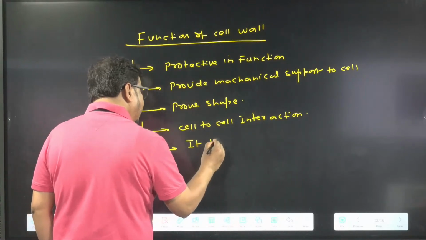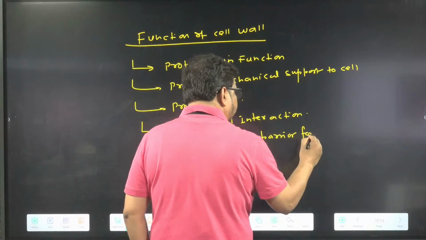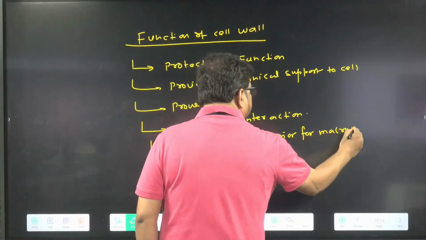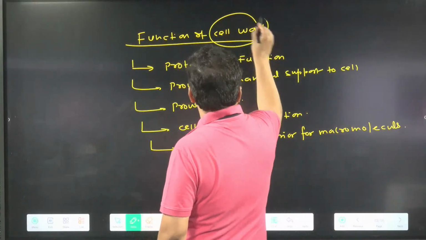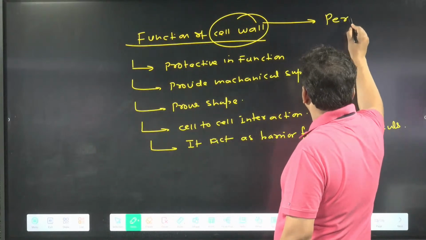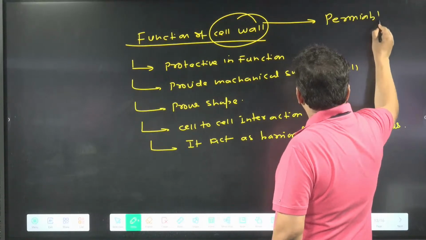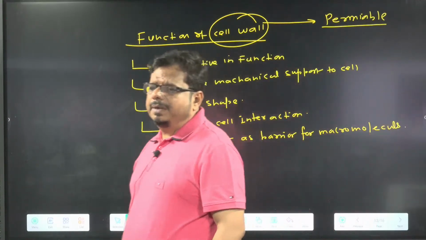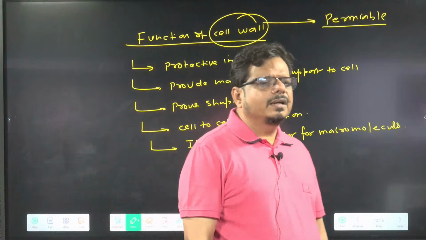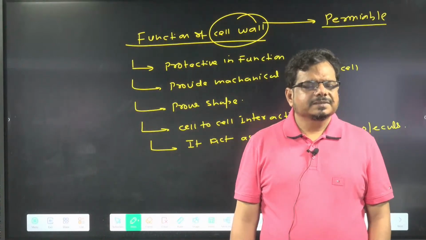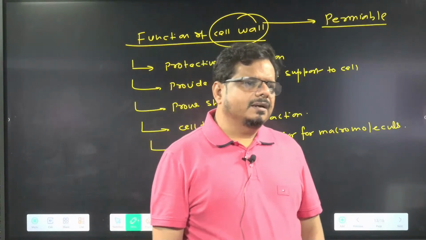It acts as a barrier for macromolecules. And if someone asks whether cell wall is permeable, selectively permeable or semi-permeable? Permeable structure. If some more things are deposited on the cell wall, like suberin or lignin, it becomes impermeable. Normal cell walls are basically permeable.